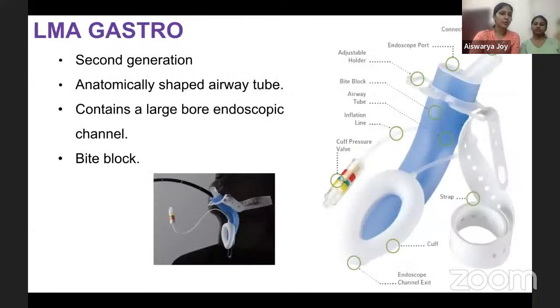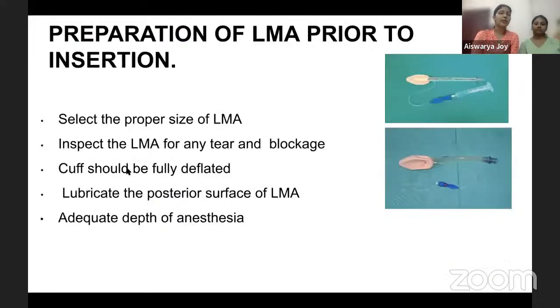The newer modification is LMA Gastro. This is a second generation LMA. It has an anatomically shaped airway tube and a large bore endoscopic channel. This adjustable holder and strap will keep the LMA in position during the endoscopic procedure, and it also has an integrated bite block.